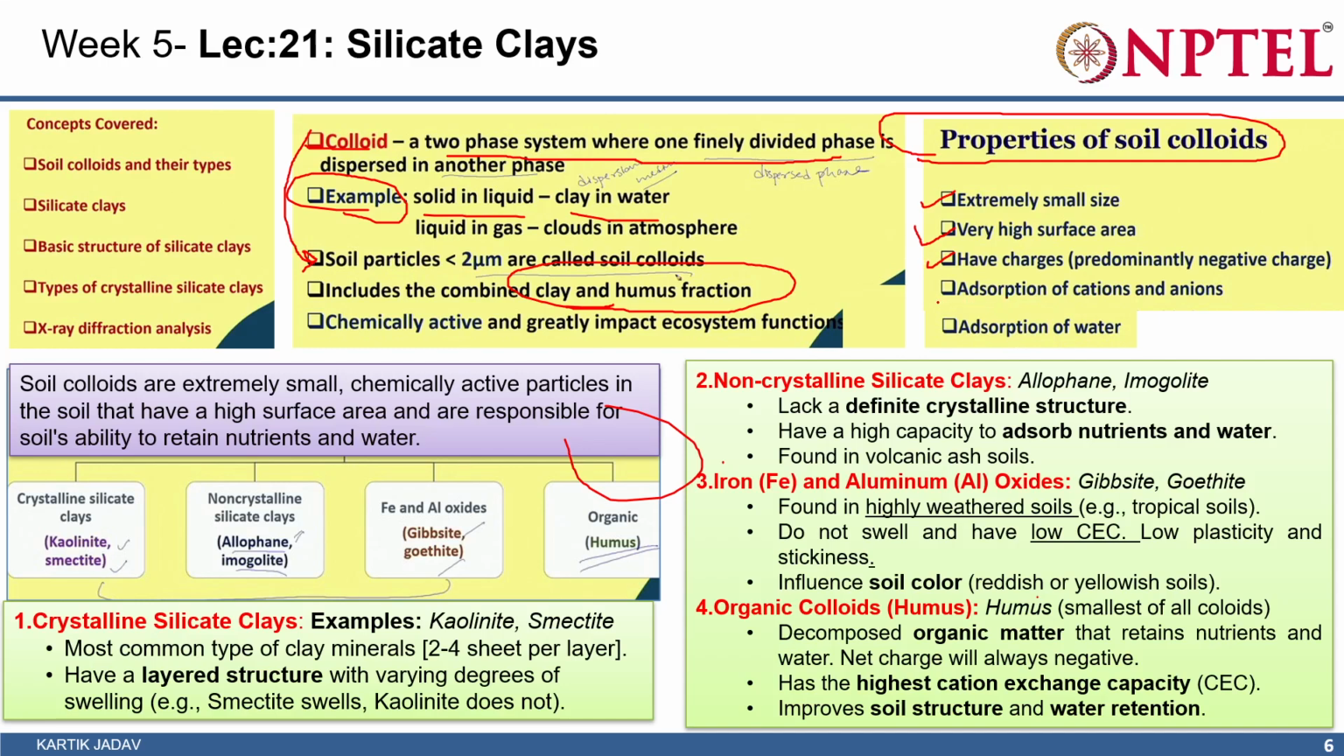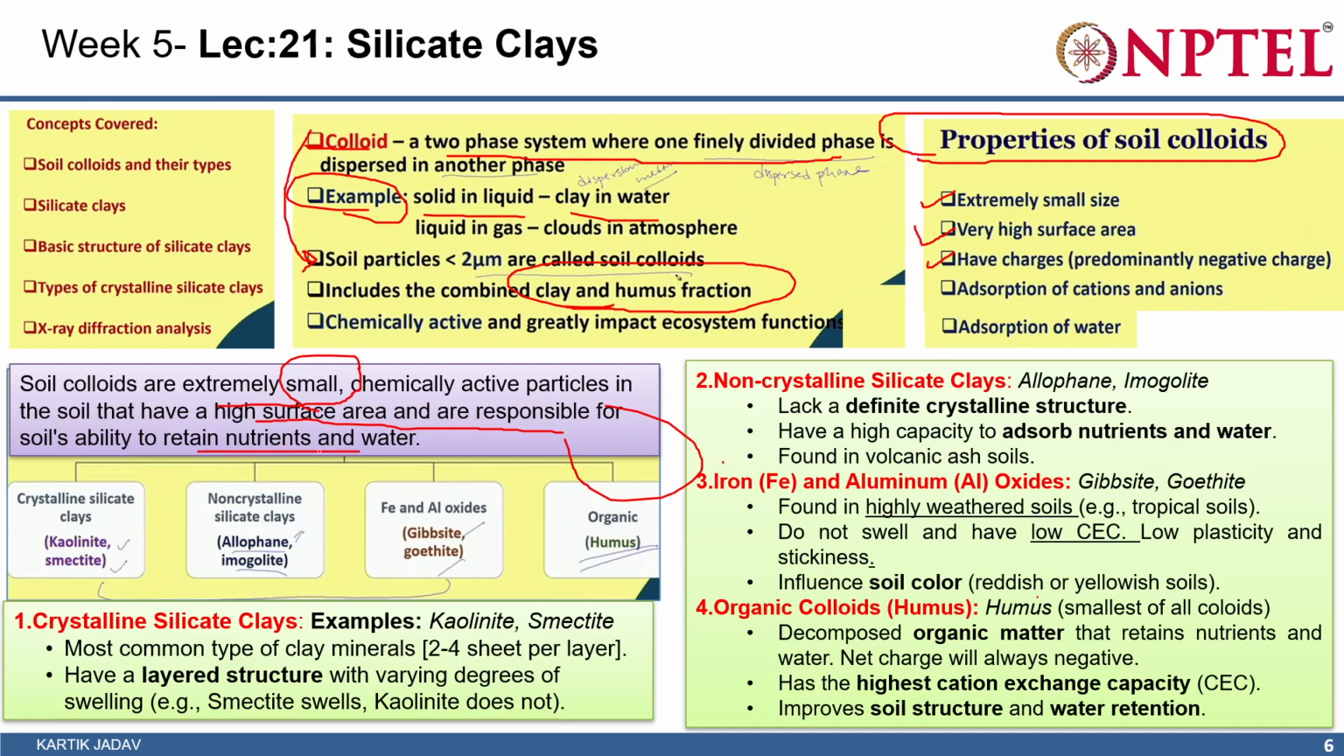They also affect the adsorption of cations and anions, and the adsorption of water on the soil surface. So soil colloids are extremely small, as we specified: less than 2 micrometer, or 0.0002 mm. It is a chemically active particle in the soil that has a high surface area and is responsible for the soil's ability to retain nutrients and water.